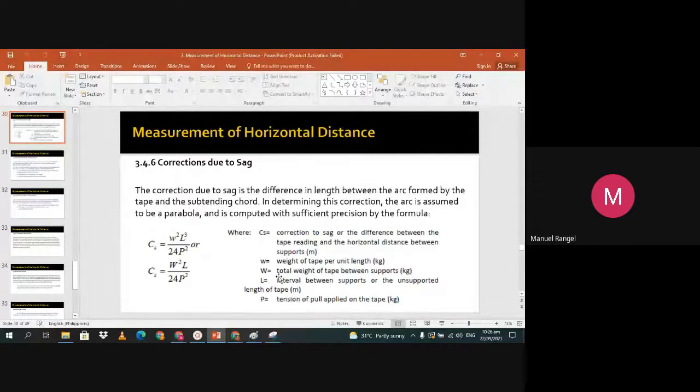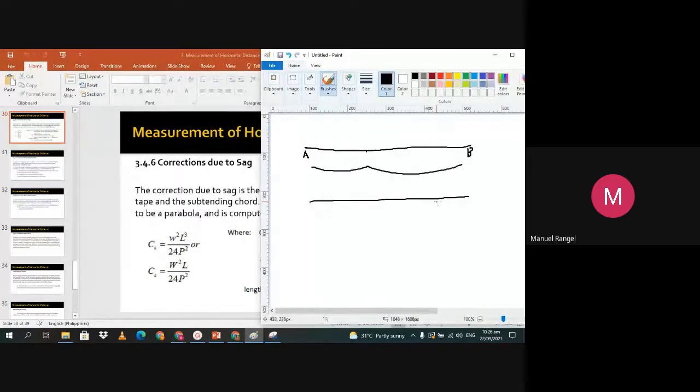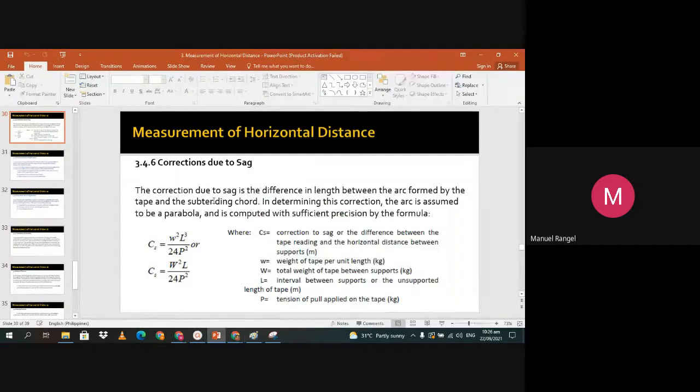Whenever the tape is held above the ground, it will always sag, and the effect is that of shortening the tape. By applying corrections, we can only reduce the error. However, these errors are not determined exactly. So when conditions allow, it is preferable to measure on the ground where the tape is supported throughout its entire length to avoid the effects of sag. If it is horizontal on the ground, there is no sag, so no need to consider the corrections due to sag. Let's go to the example.